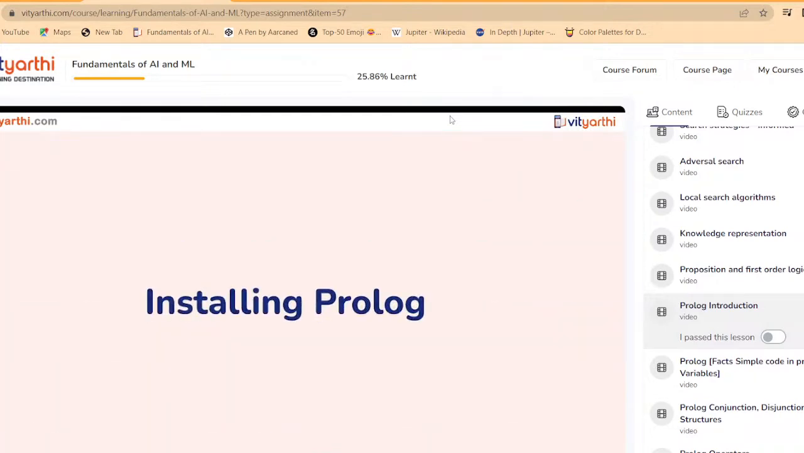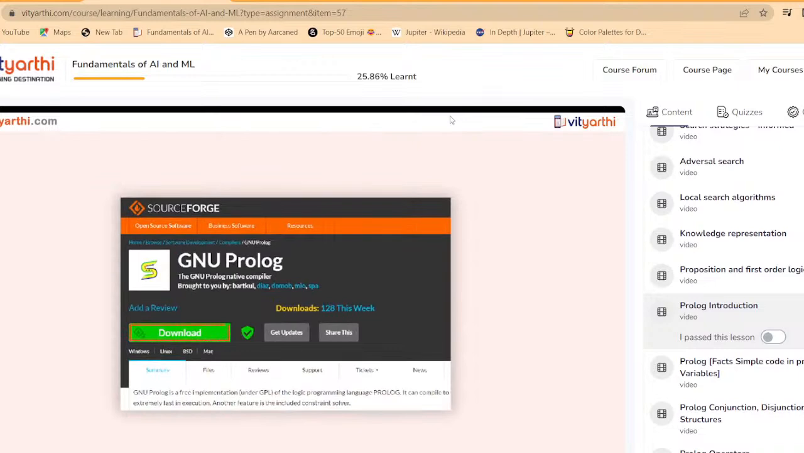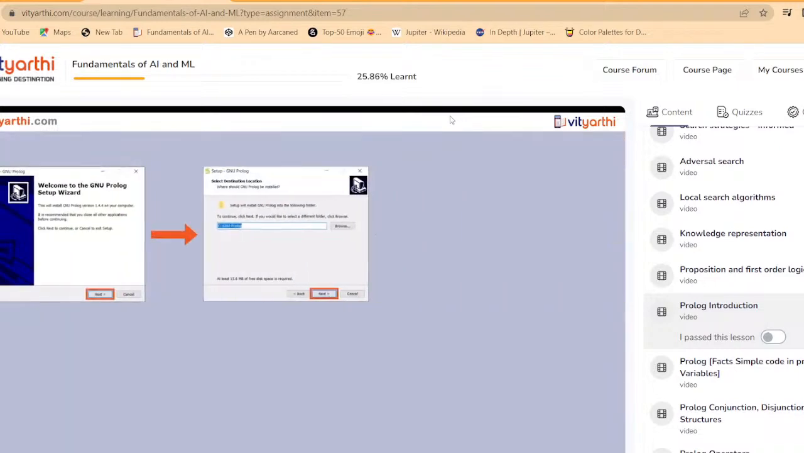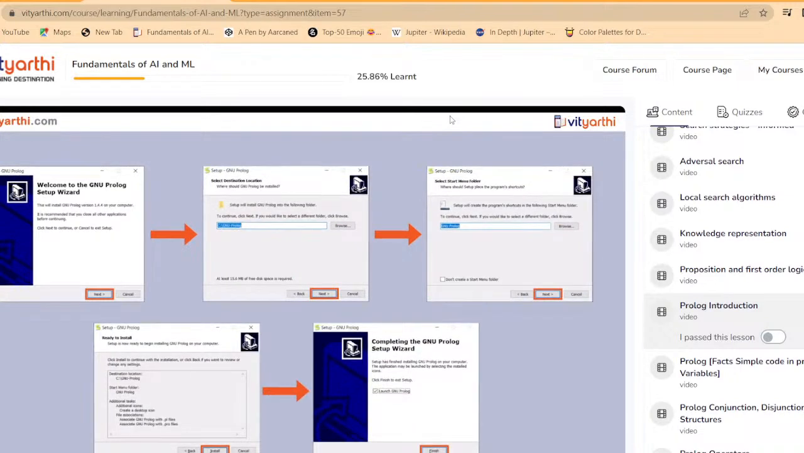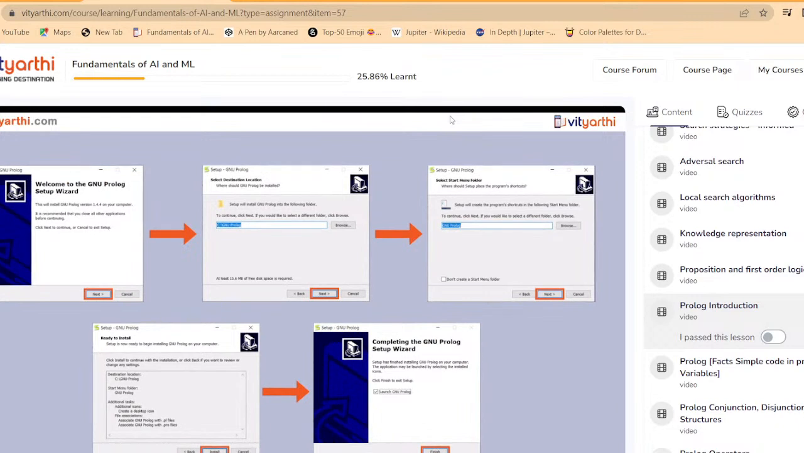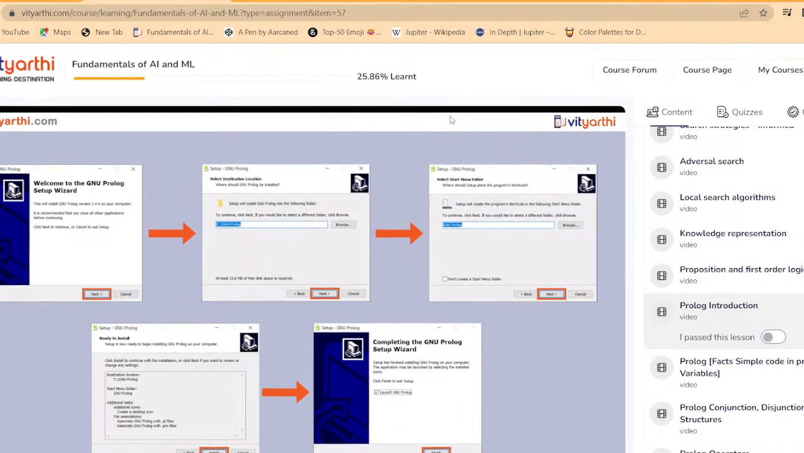Let's see how to install Prolog. See the link. From this, we can download the package and start the installation. Run the GNU Prolog setup file and click next. Then it will ask for the destination location; give next, and the installation process will go on. After completing the installation, you can use Prolog programming.